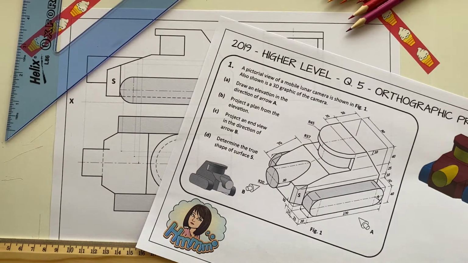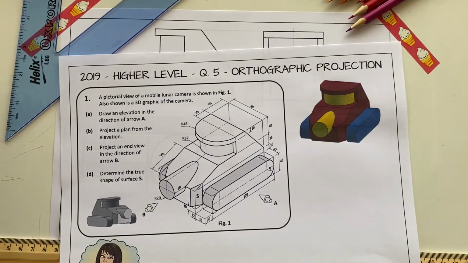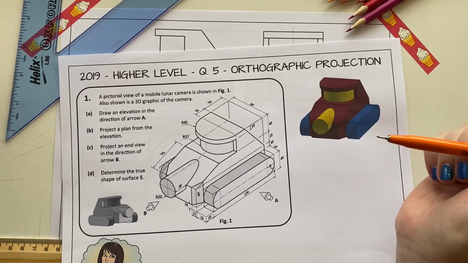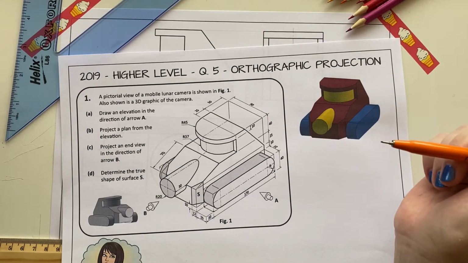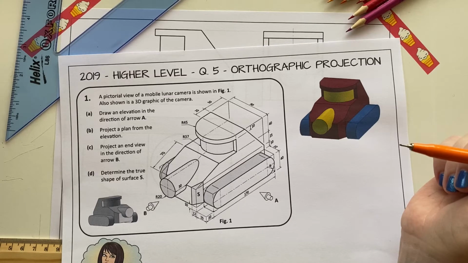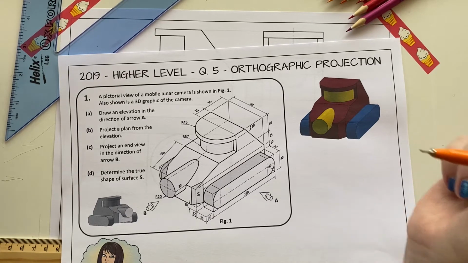2019 higher level question 5 here today to work through. Sorry, it shouldn't be question 5, it should be question 1 that's written up there. Okay, I'll obviously have to fix that. But anyway, question 1, orthographic projection, every year is the same question. You're asked to draw plan, elevation and end view, and usually determine the true shape of some surface.